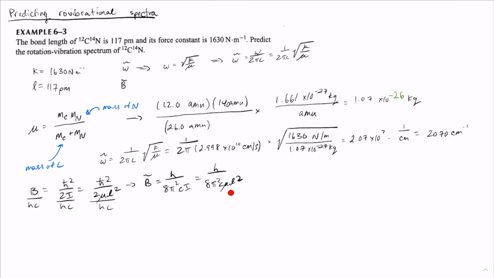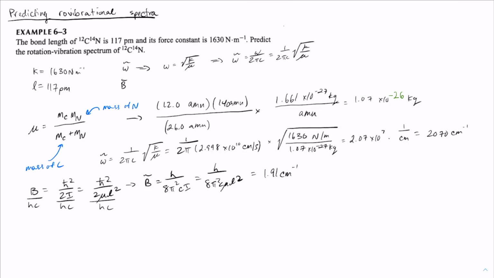I'm not going to go through this step explicitly, but I will direct you to the notes if you want to see how this can be done. And I'll just tell you that the result you get out of this is 1.91 wave numbers, 1.91 centimeter inverse.